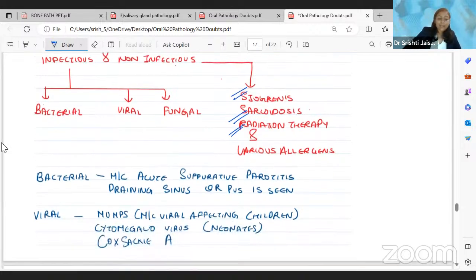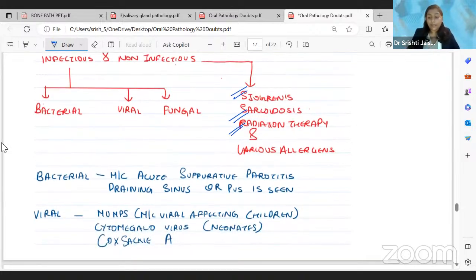Now, in bacterial, which is the most common bacterial infection? It is the acute suppurative parotitis. This is a very, very important question. Most common bacterial sialadenitis is the acute suppurative parotitis.